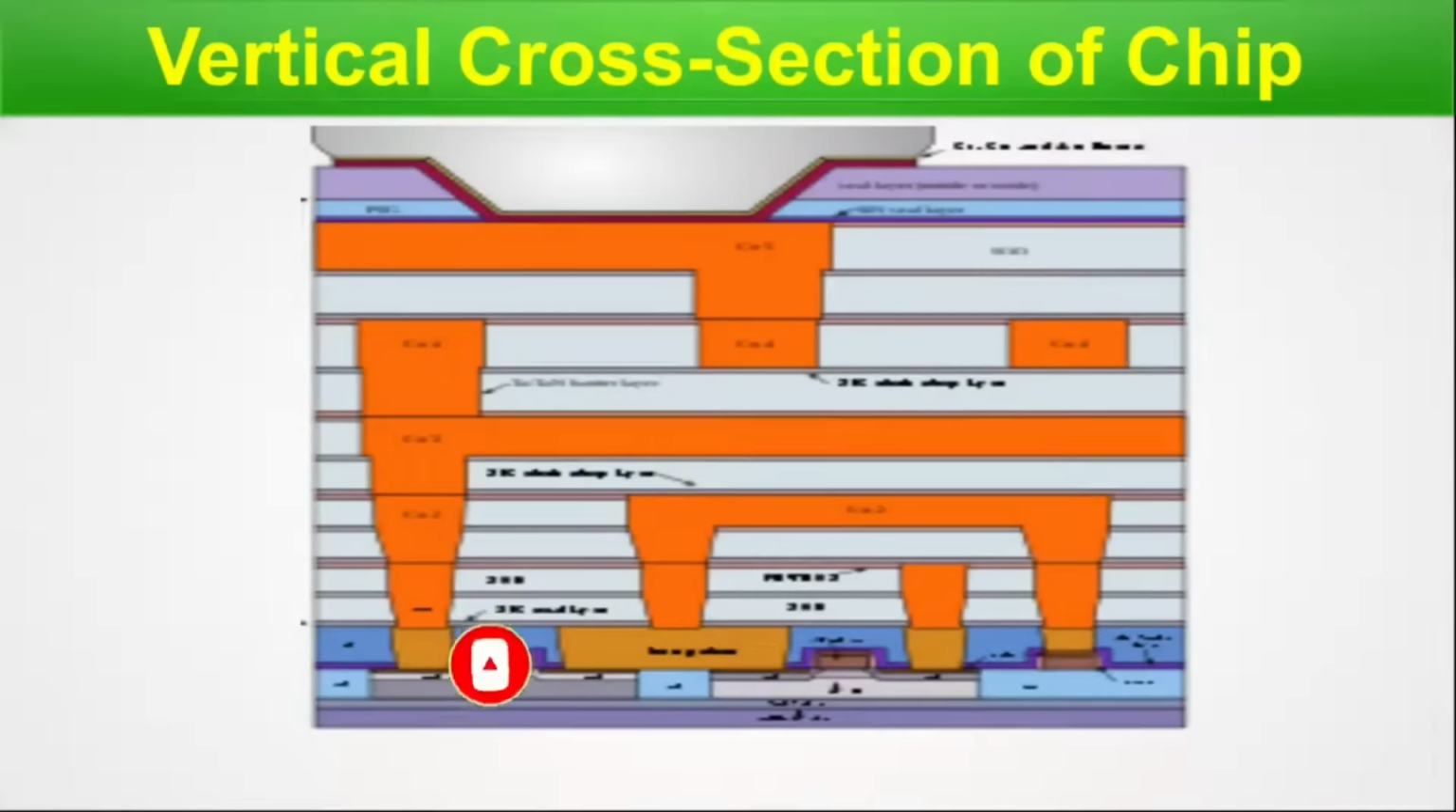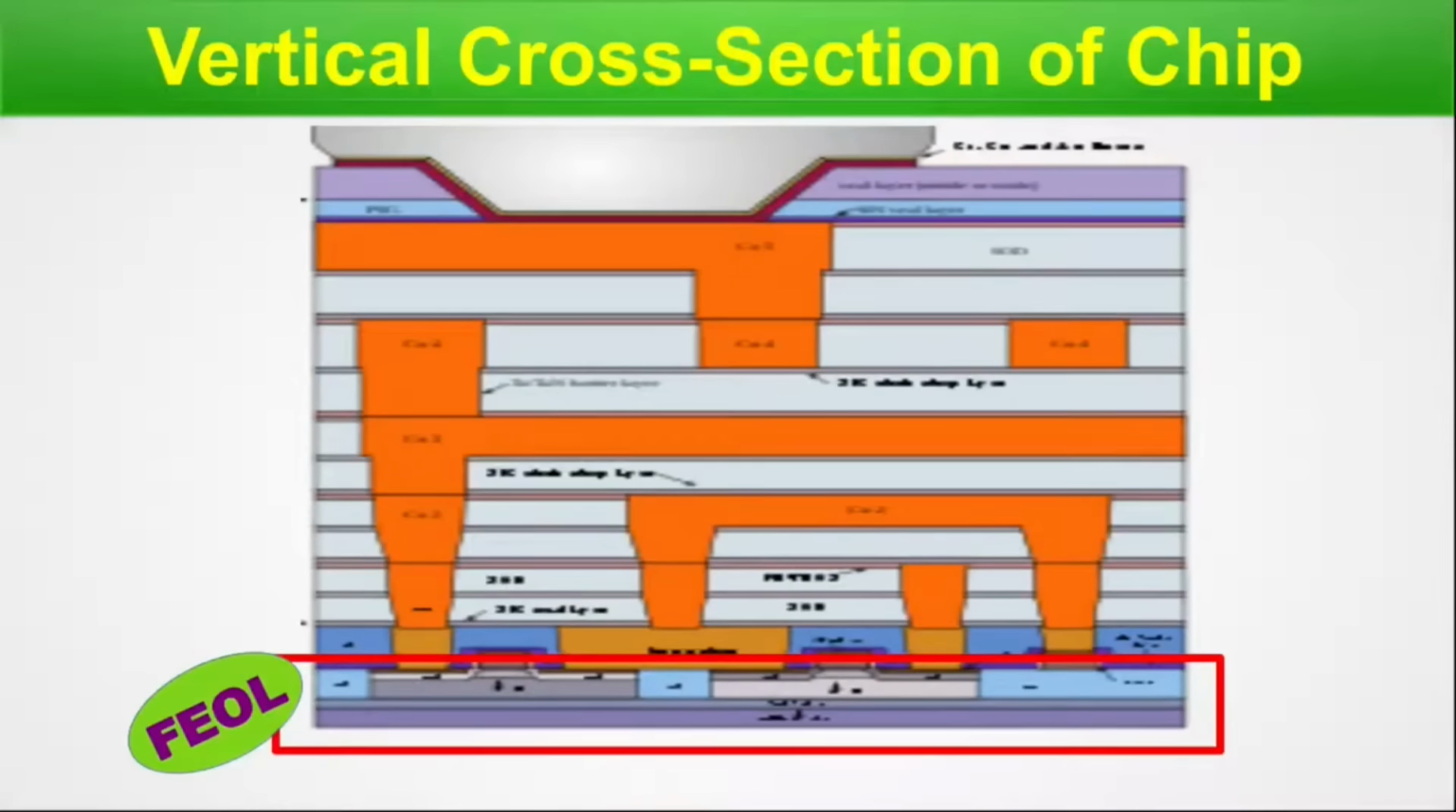Vertical cross section of chip. So here in this picture you can see the vertical cross section of a chip, and this is taken from Wikipedia, so you can go ahead and also look at it there. You can see it clearly. So let me point out where the different end of line processes reside. So here resides the FEOL part. So it's the fabrication of the transistor and other active or passive devices on silicon.